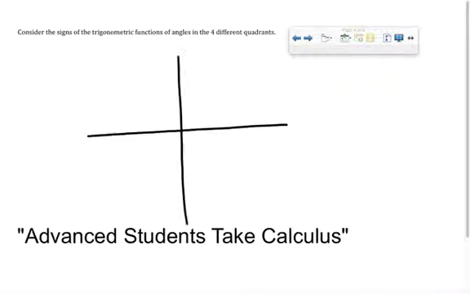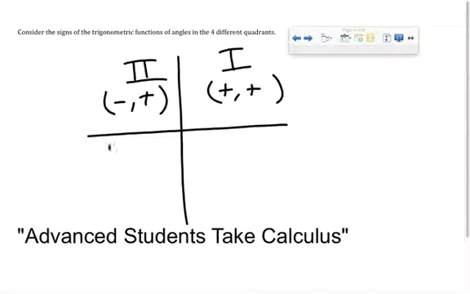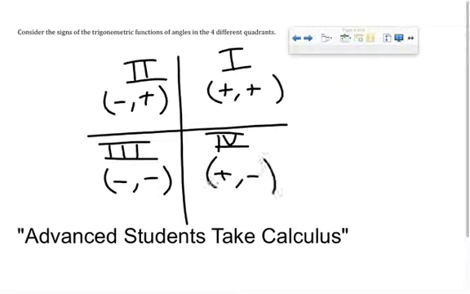And sometimes it's helpful to think about what the signs of the ratios would be depending on where the angle is in the coordinate plane. So let's consider the signs of the coordinates in these quadrants. In quadrant 1, the points are positive, positive. In quadrant 2, they are negative, positive. In quadrant 3, they are negative, negative. And in quadrant 4, our coordinates are positive, negative.